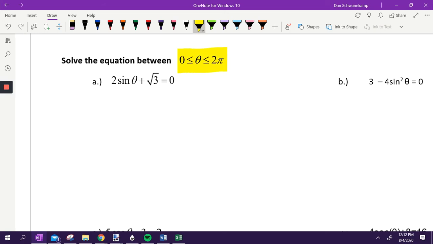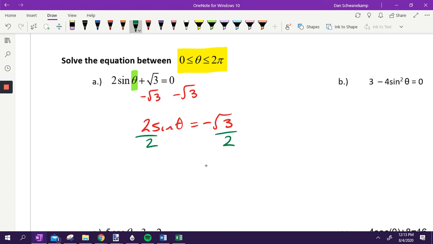First of all, it tells me my answer needs to be in radians, and I need to find every answer between 0 and 2 pi that's going to make this true. I'm trying to get theta by itself, so just like anything else, I'm moving stuff over. What can I move first? Subtract radical 3, subtract radical 3. So 2 sine theta equals negative radical 3. Once I've moved that over, what could I get rid of next? 2. Divide by 2, divide by 2. That goes away. I get sine of theta equals negative radical 3 over 2.